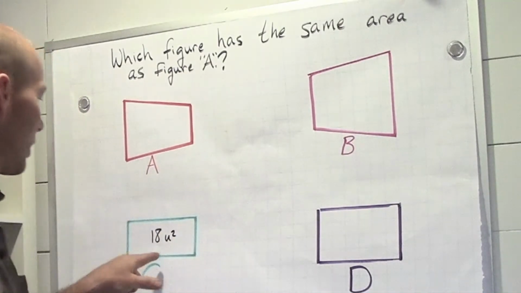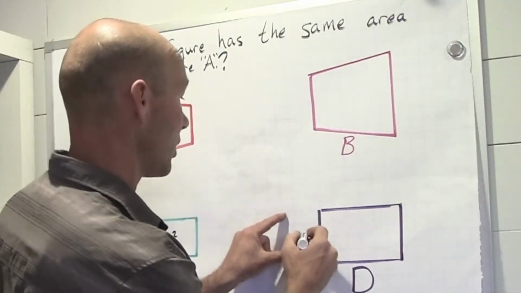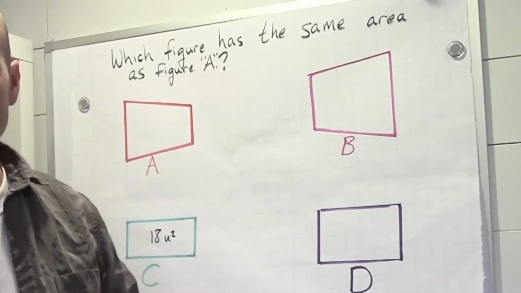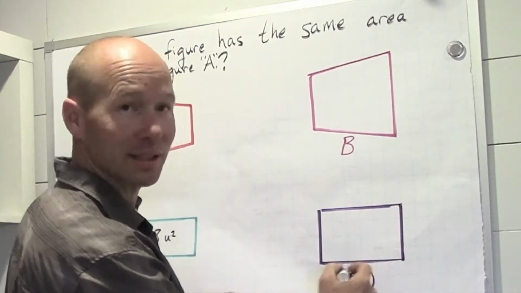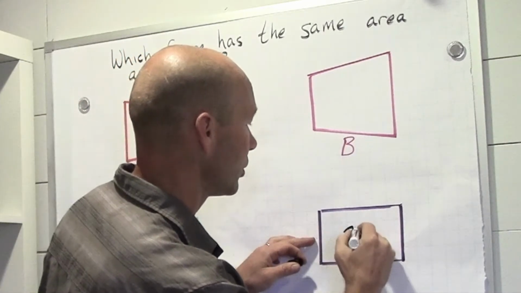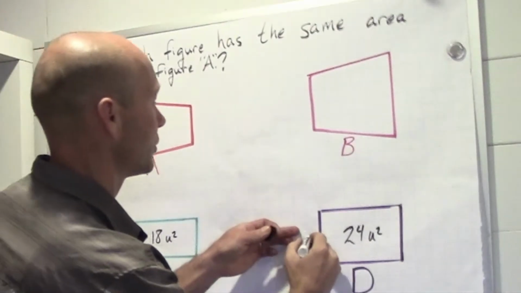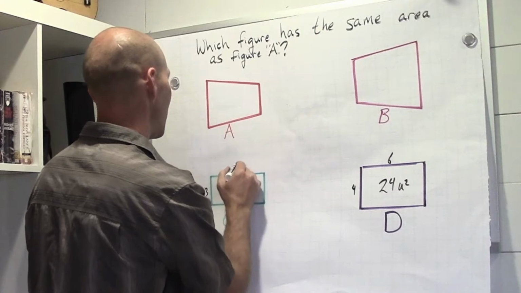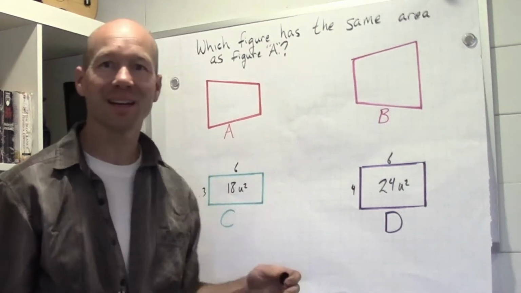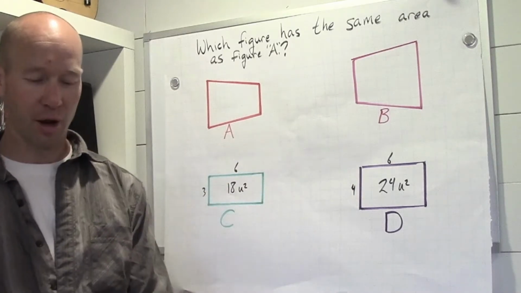units squared for C. Oh, D's pretty easy. We've got a 4 on one side, we have 6 on the other side, so we have 4 times 6, 6, 12, 18, and 24 units squared, because we have 4 times 6 and 3 times 6. So pretty simple to find the area of the rectangles at the bottom.